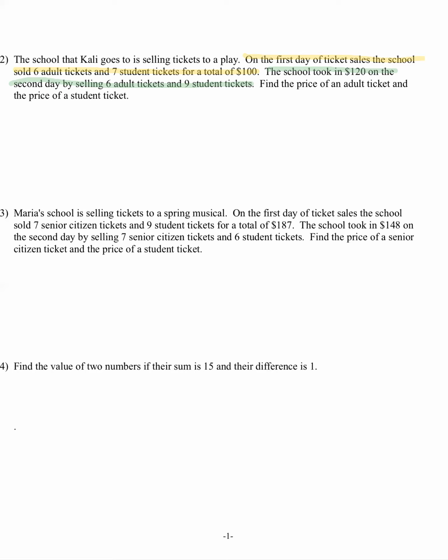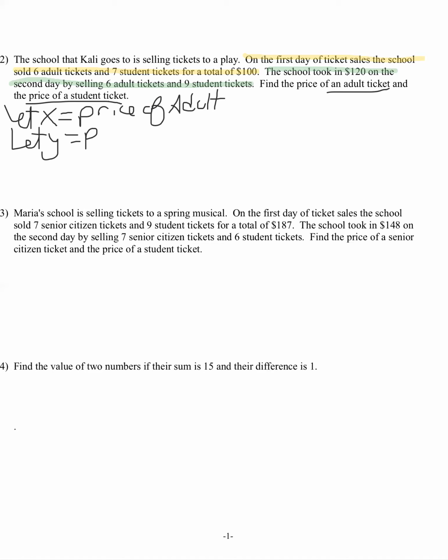All right, anyway, so let's go back and read. What are we trying to find? We're trying to find the price of an adult ticket and the price of a student ticket. So there's the 2 things that I don't know. So I am going to, again, assign a variable to each one of those because that's what I don't know. So let's just say let x equal, and it doesn't matter which one, I'll say price of an adult ticket. So then y would be the price of a student ticket.